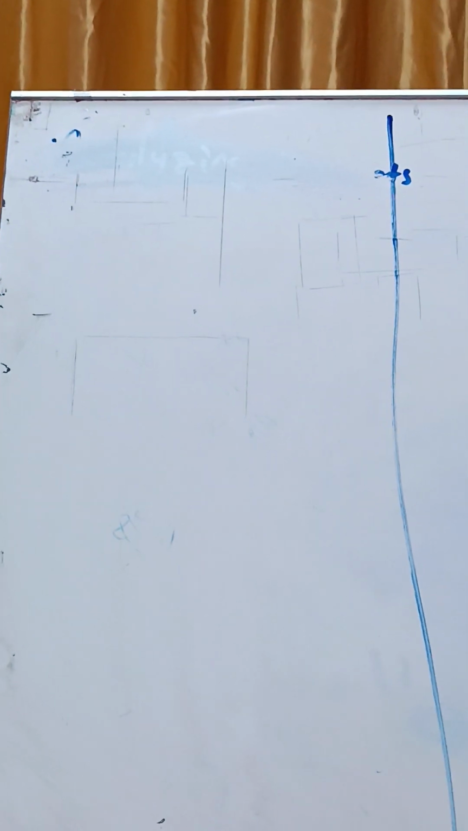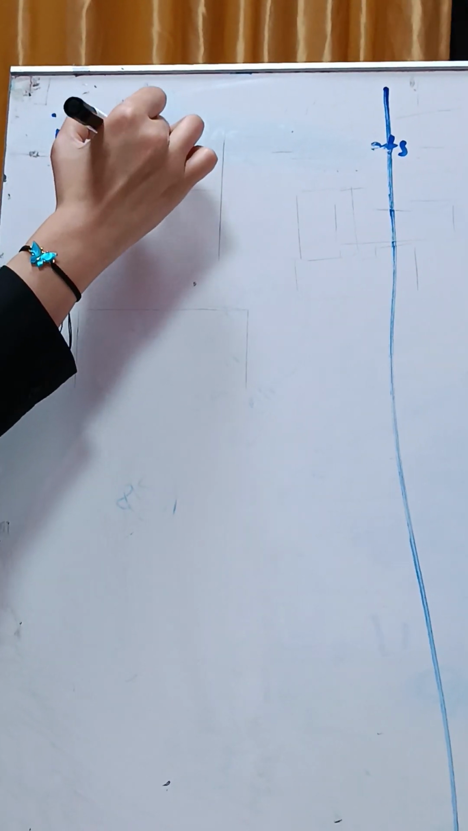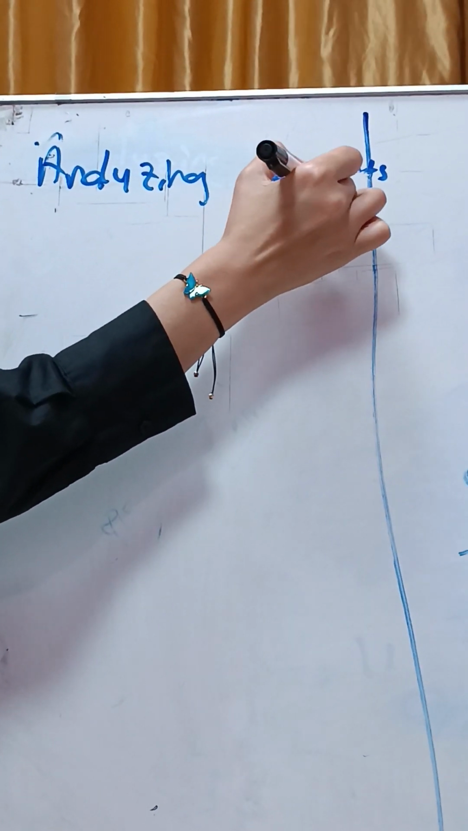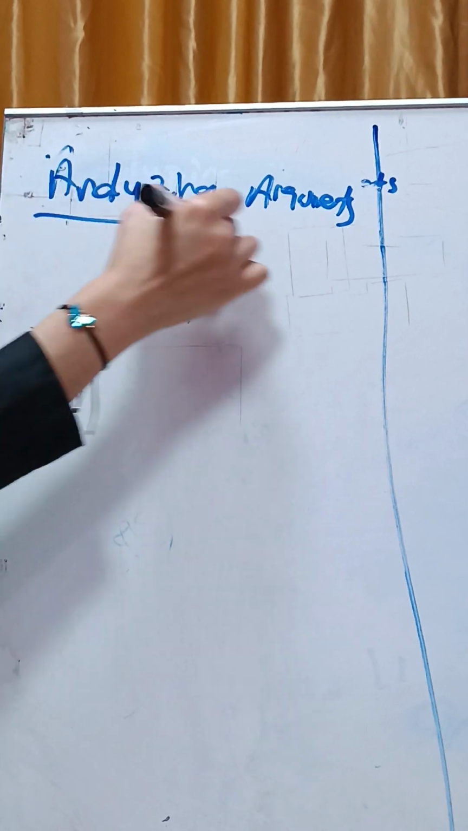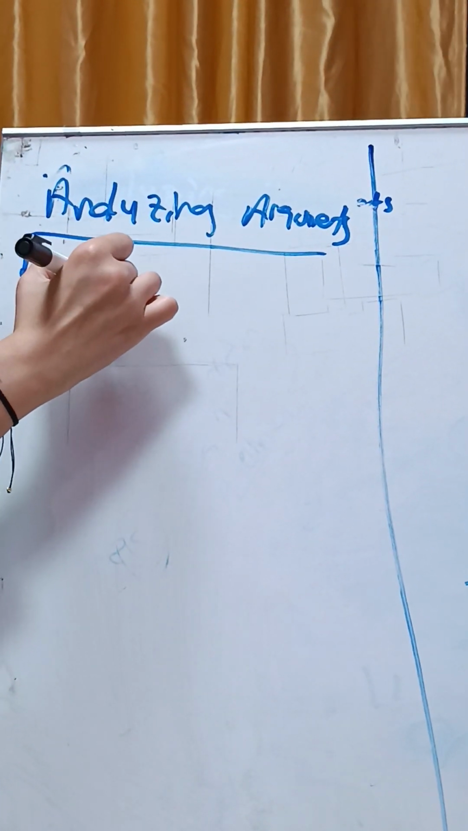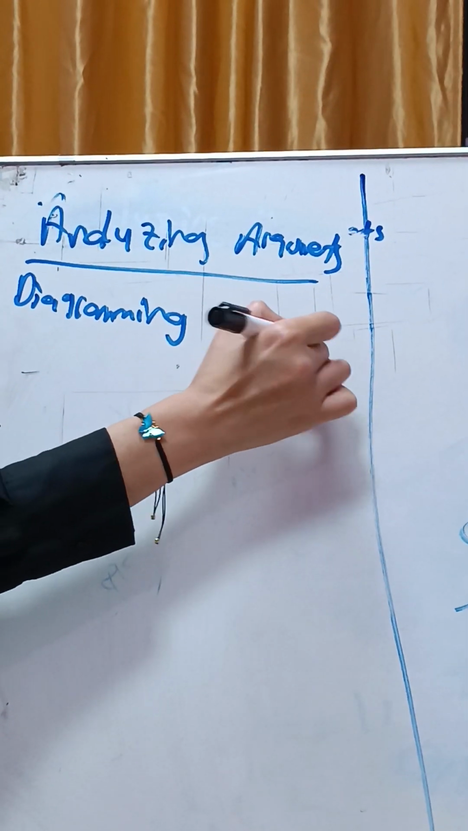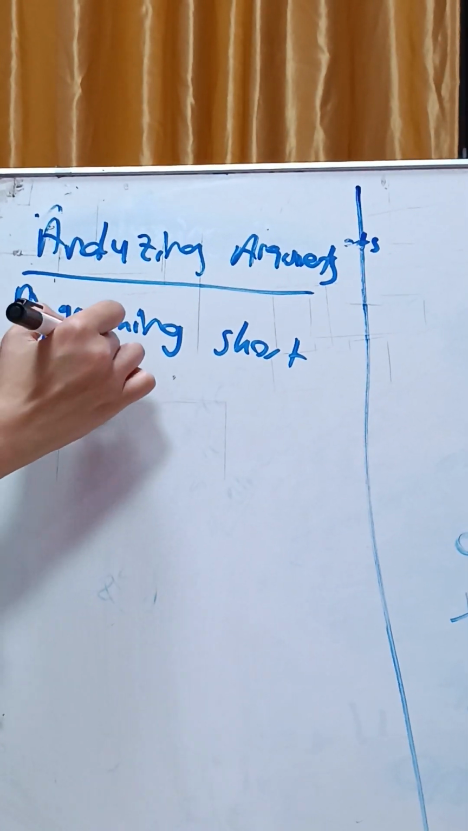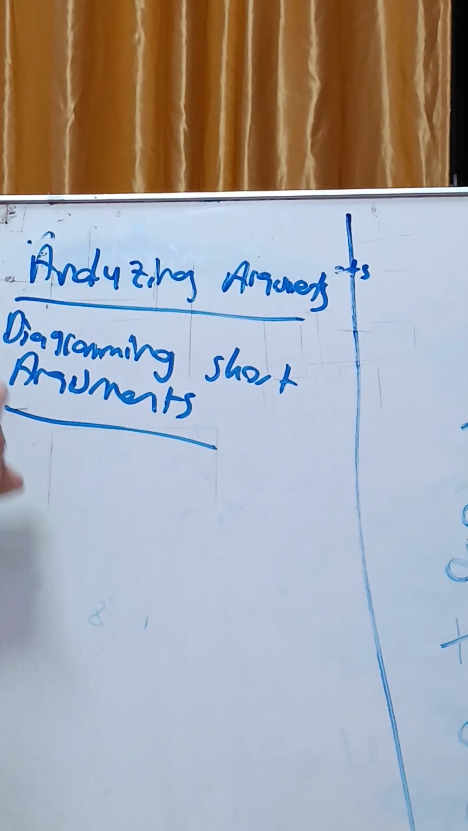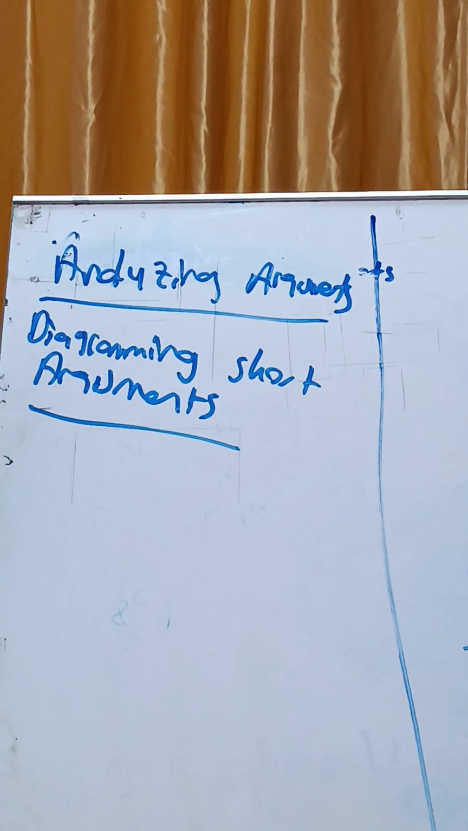Today we have a topic, and this topic is called analyzing arguments. Firstly, we will look at diagramming short arguments. Diagramming is a quick and easy way to analyze relatively short arguments.